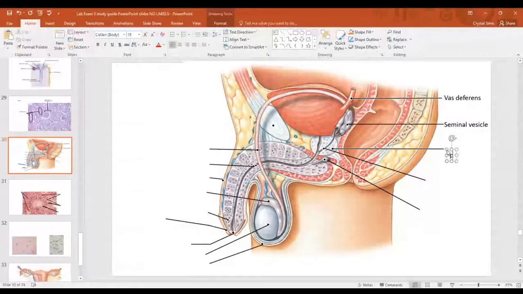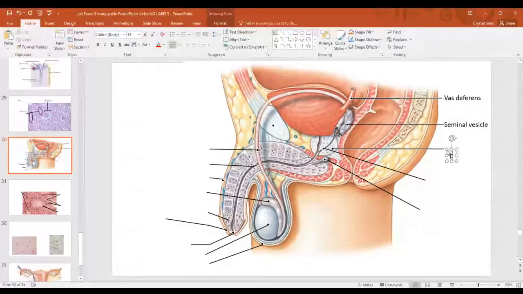Okay, so this little structure that is cut is our ductus deferens or vas deferens. Then I've got the next one over here on the right, which is going to be the seminal vesicle. Did I spell it right? That doesn't look right to me. There we go. Put too many C's in there.